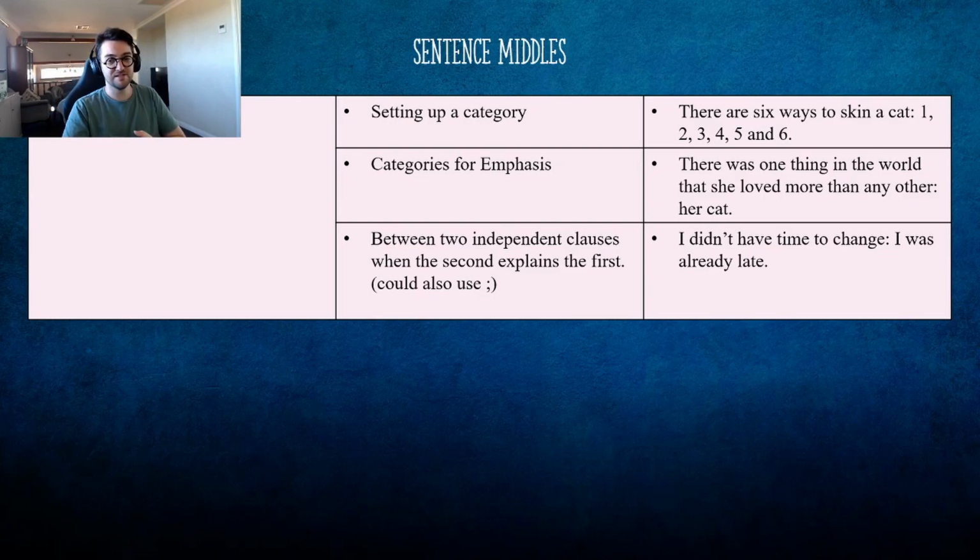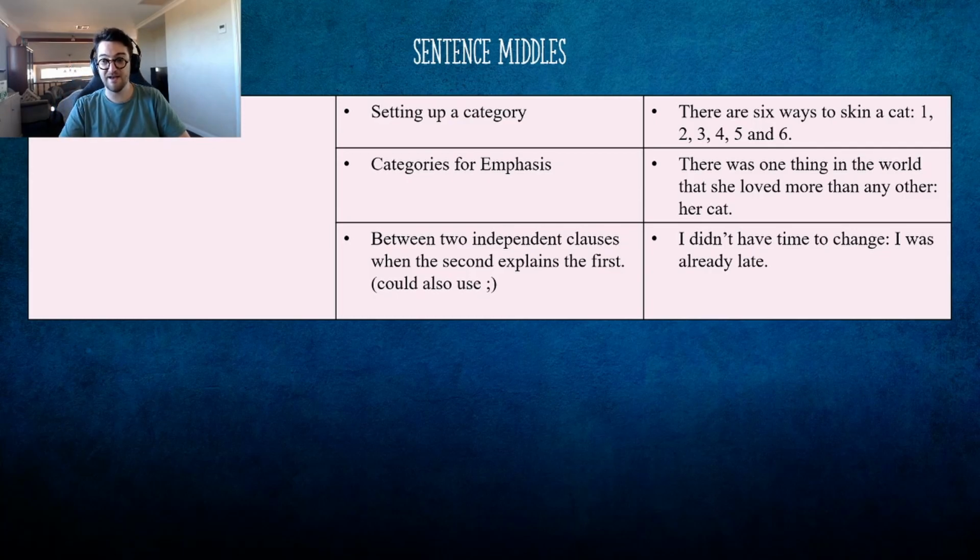The third use is between 2 independent clauses when the second explains the first. So you could also use a semicolon here, but we'll look at that in a second. I would actually say in this sentence in particular, the colon is more accurate, and that's just a matter of degrees, but I would say that it is more accurate in this sentence.